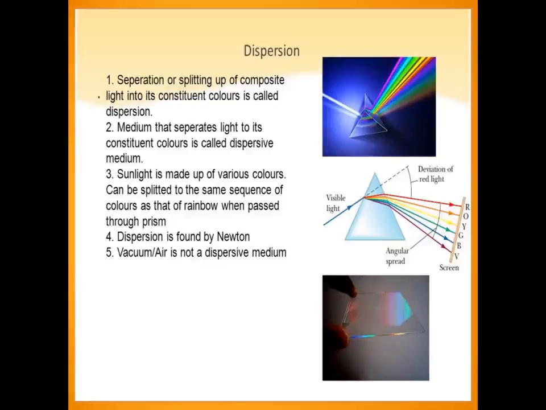From Snell's law, we know that the angle of refraction is determined in terms of the refractive index of the medium. Hence, the refractive index of the medium is different for different colored lights. This indicates that the refractive index of a medium is dependent on the wavelength of the light. Do you understand, children? This is the dispersion.